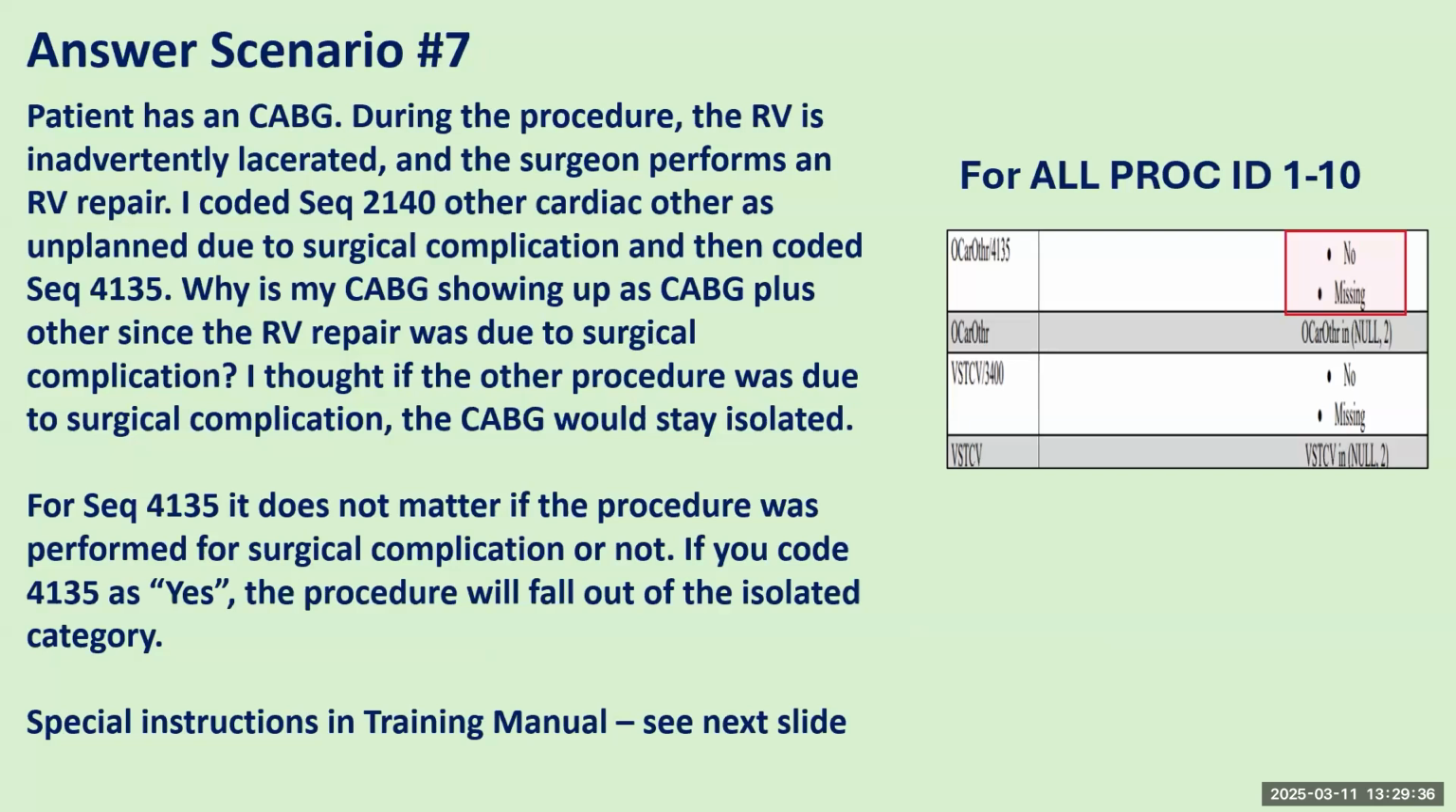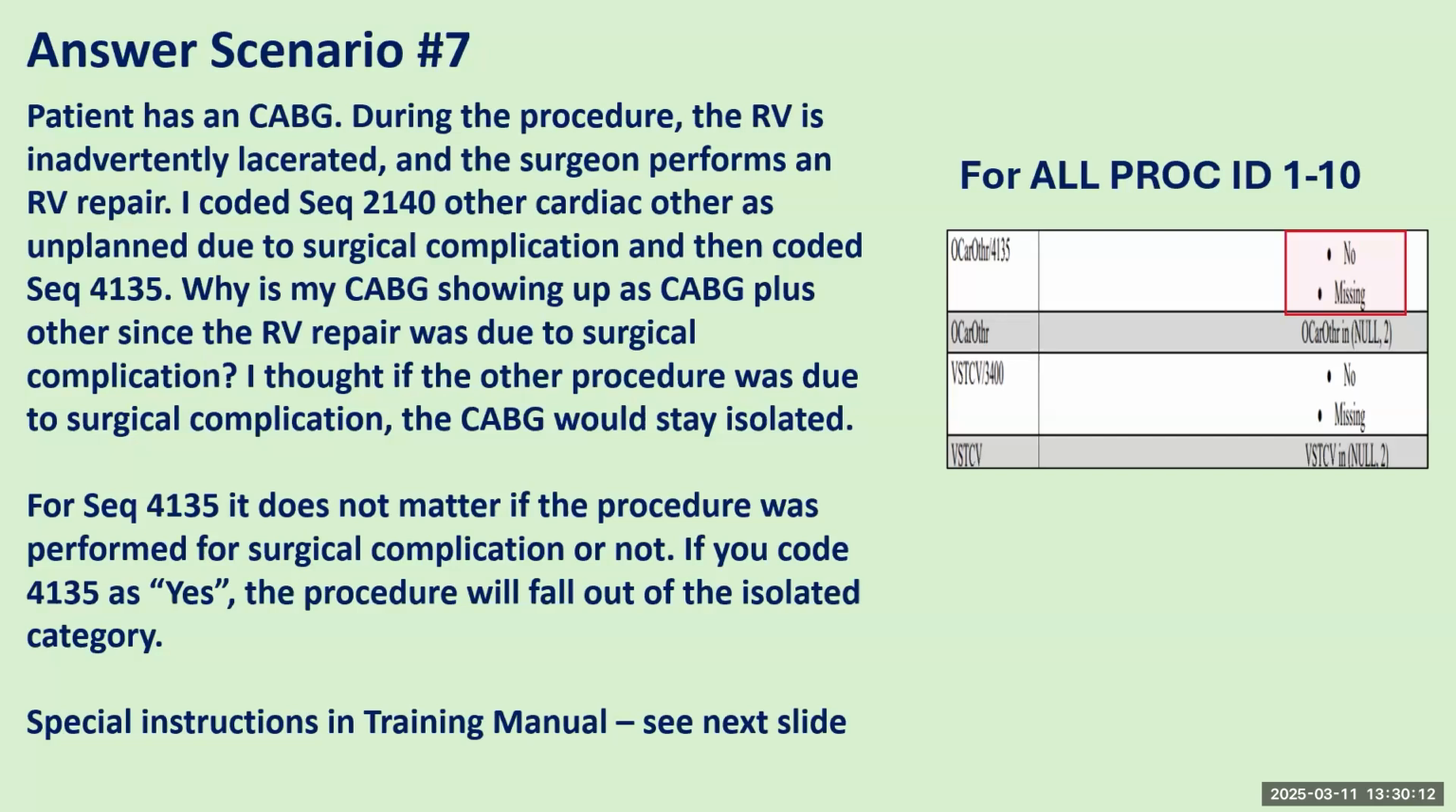So the answer to this is there's a little bit of a flaw in the PROC ID chart. If you look at sequence 4135, if you code no or missing, the case stays isolated. It doesn't say anything about unplanned due to surgical complication. So we discovered this pretty close to after the inception of the new version, and we do have a workaround in the training manual.